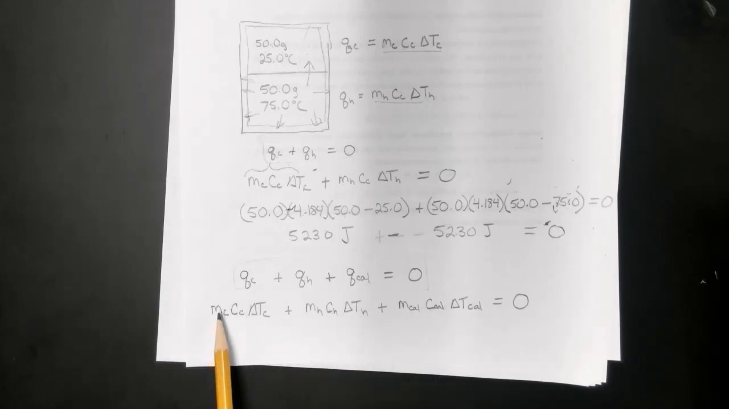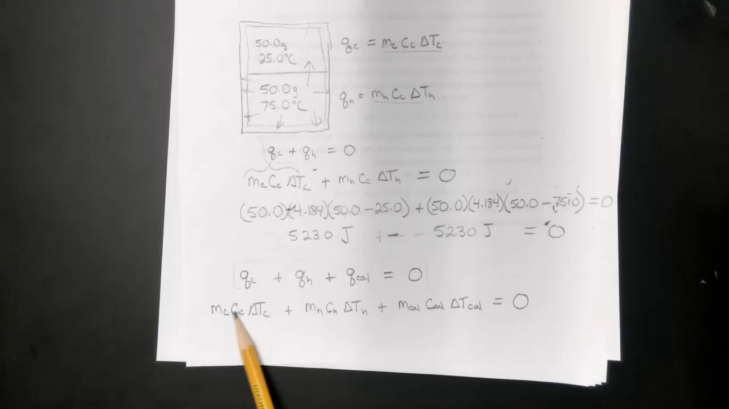Right? You're going to have the mass of the cold water, specific heat of the cold water. That's just the specific heat of water. It's 4.184 joules per gram per degree Celsius. You'll have the temperature change of the cold water. You have the mass of the hot water, specific heat of the hot water. It's the same as the cold water. Delta T of the hot water. You'll have the mass of the calorimeter. You'll have delta T of the calorimeter. All that's the data that you're going to be able to gather when I show you the experiment.